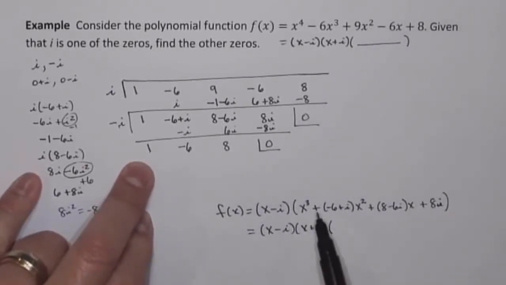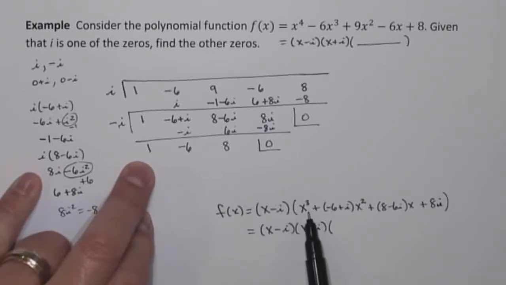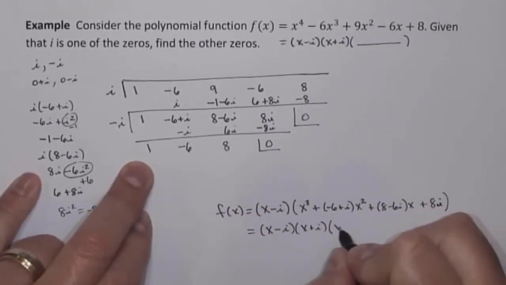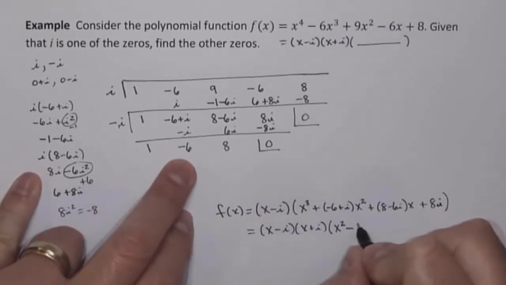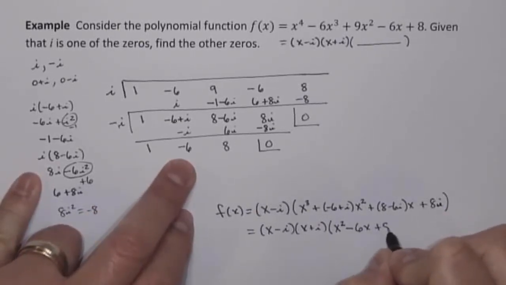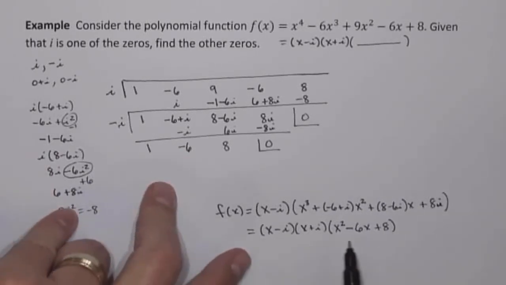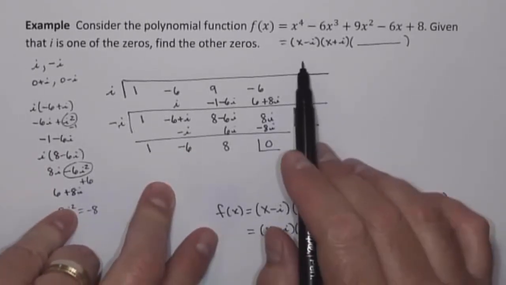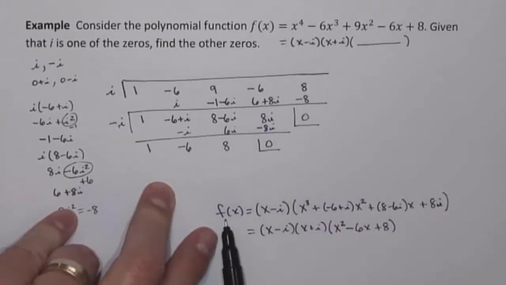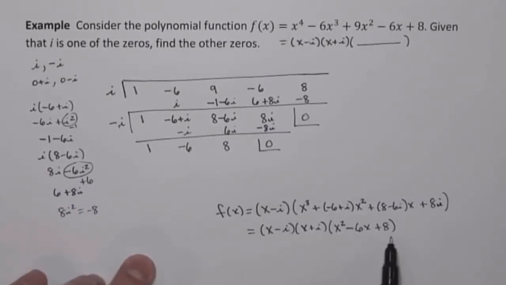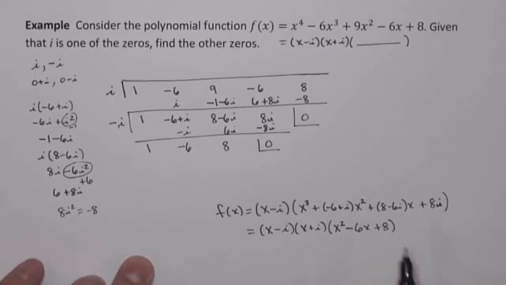So what remains? Well, we were factoring x plus i out of an x cubed polynomial, so that means this 1 is going to be 1x squared minus 6x plus 8. Okay? So, I know, as we said here to begin with, that this function has factored into x minus i times x plus i times something, and this something is x squared minus 6x plus 8, and we can factor that.